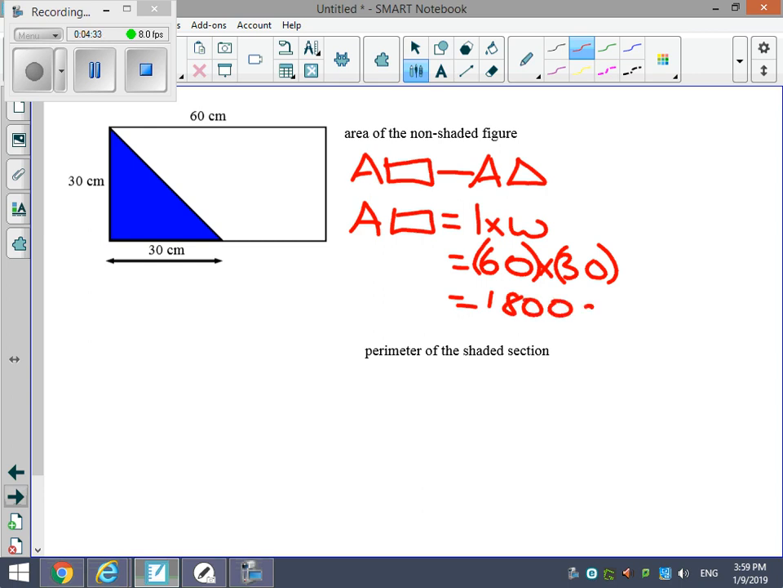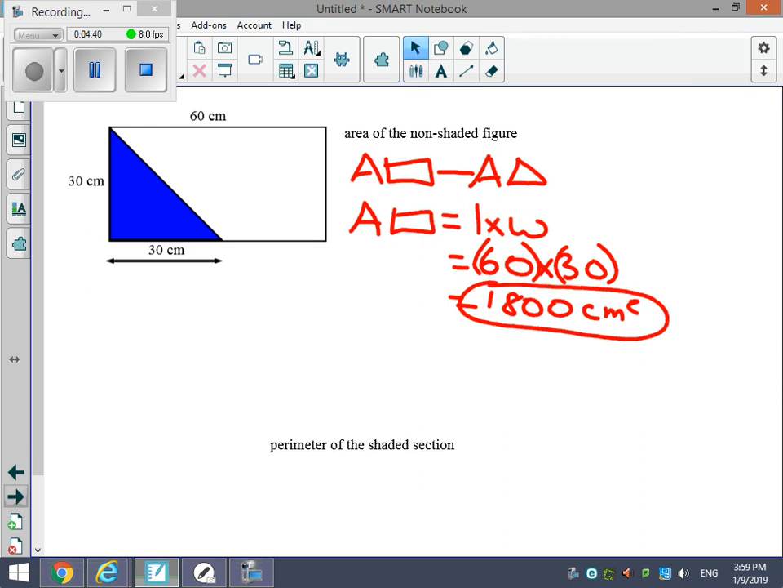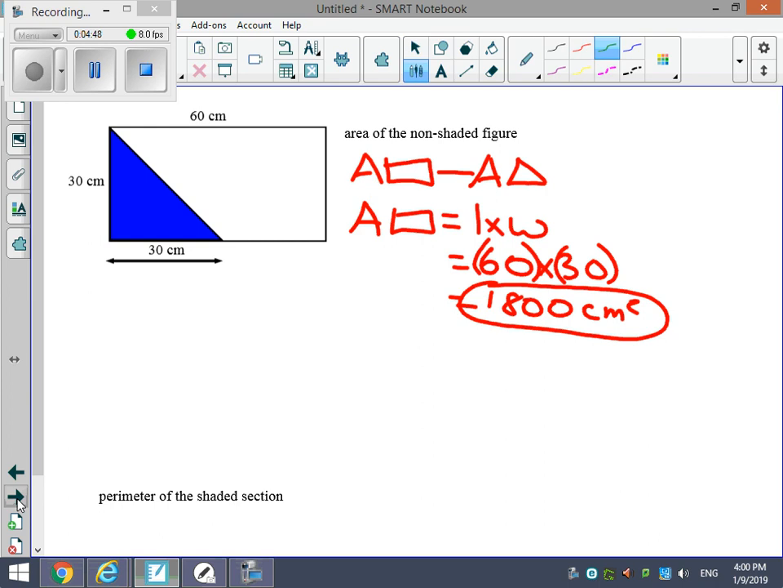What's my unit? Centimeters squared is the rectangle. Now I'm just going to move this out of my way. But now I have to do the triangle. Now if I look, I do have the base of the triangle and the height of the triangle. I'm good to go right here. So area, let me do it going in red.